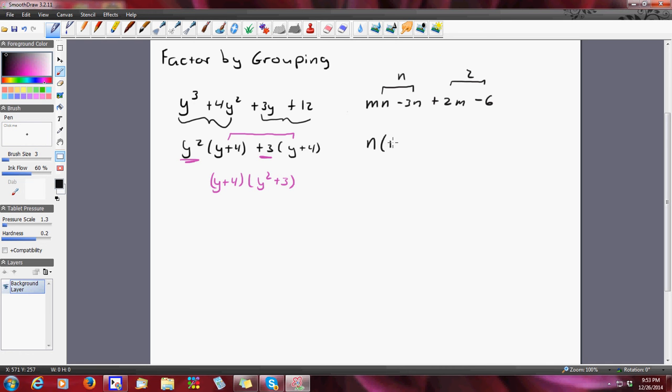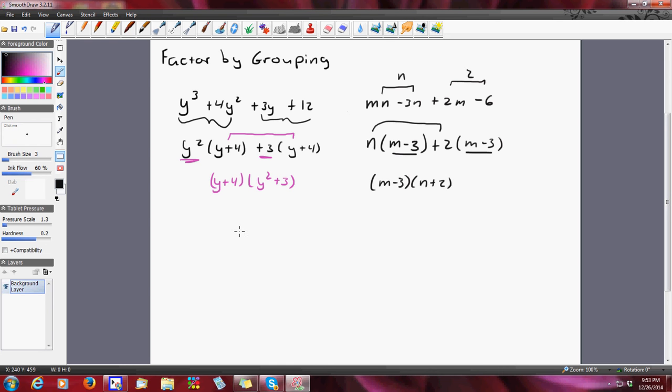I get m minus 3, still in addition signs. I get plus 2, and I get m minus 3. Oh, well, that's great, because this and this are common. So now I can remove those. That's my common factor. And I'm left with these two, which is n plus 2. And that's it.